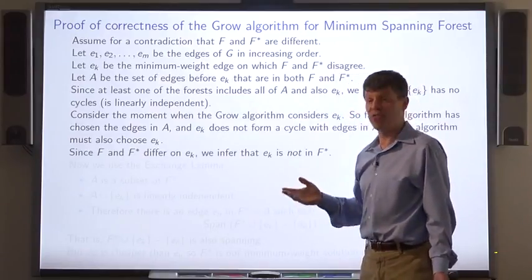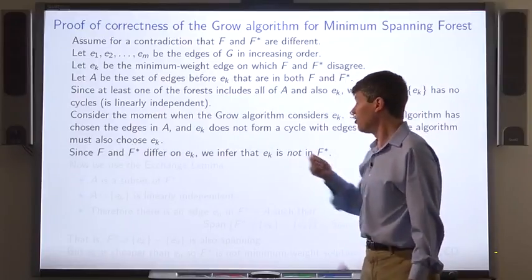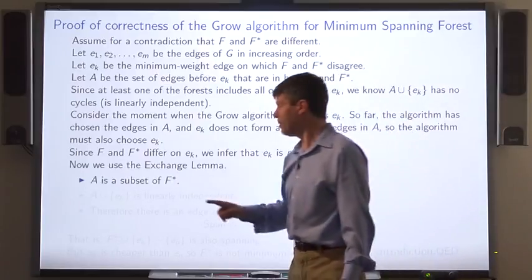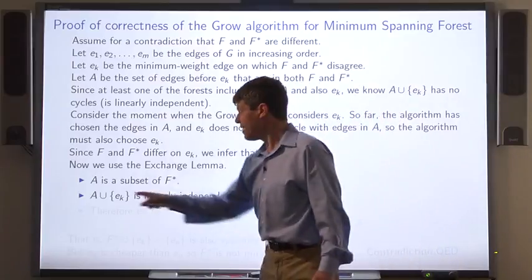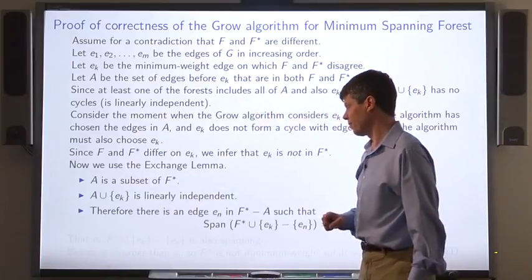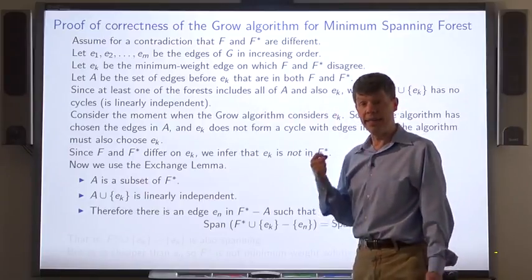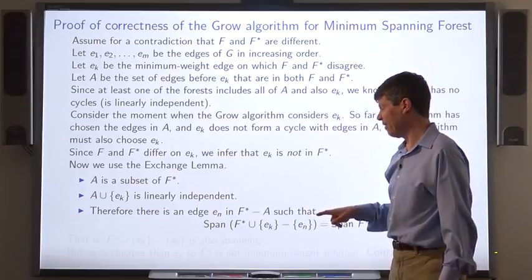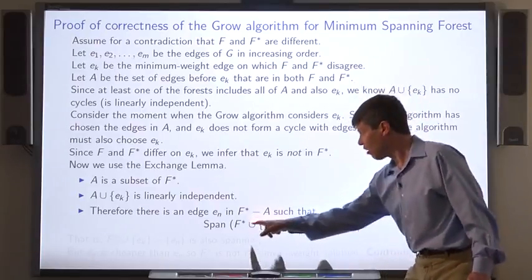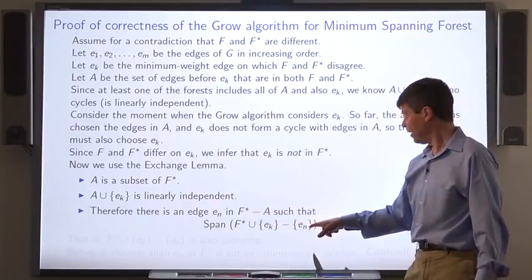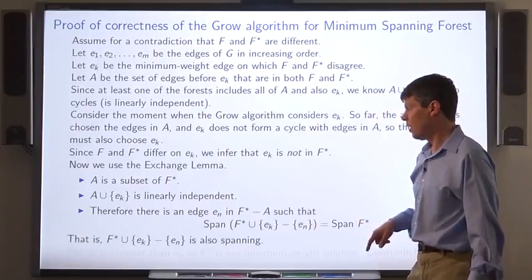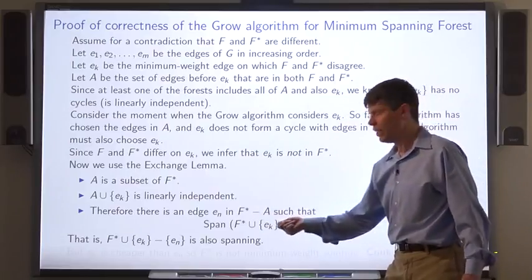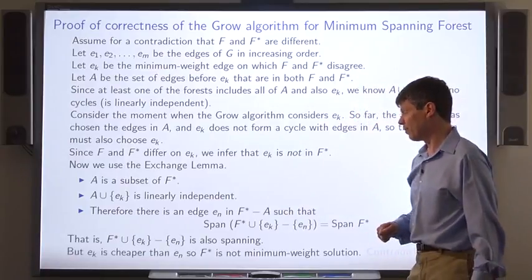Now, since F and F star differ on EK, it follows that F star does not contain the edge EK. Now we can use the exchange lemma. A is a subset of F star. A together with EK is a linearly independent set. Therefore, by the exchange lemma, there's an edge, call it En, in F star, but not in A, the protected set, such that the span of F star together with EK, but not including En, is the same as the span of F star. That shows that this set, where we replace En with EK, is also a spanning set.